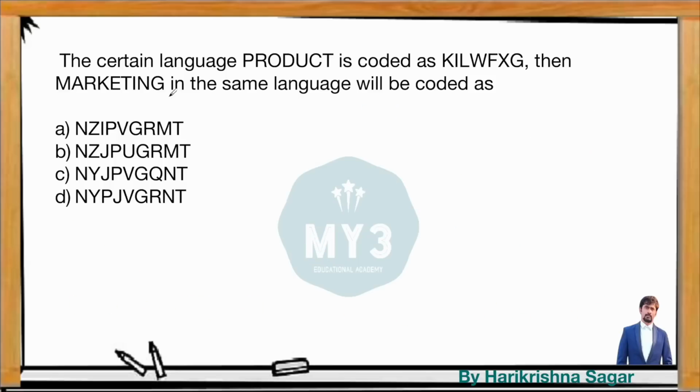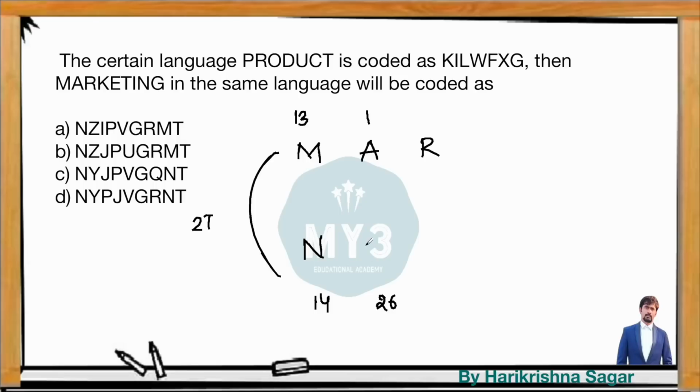So how can we find the code for marketing now? M is 13. How much do we need to add to 13 to make it 27? 13 plus 14 is 27. The 14th alphabet is N. And A is 1. How much do we need to add? 26. 26 means it must be Z. So the answer cannot be these two.